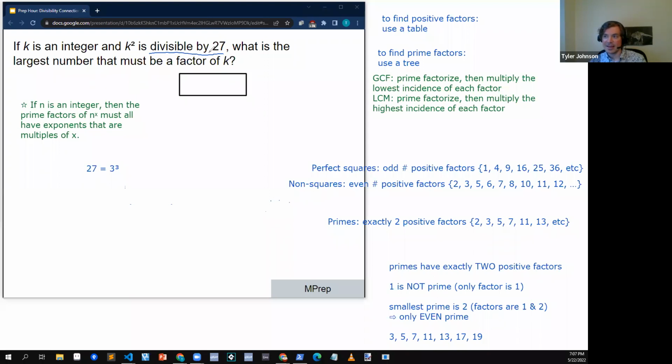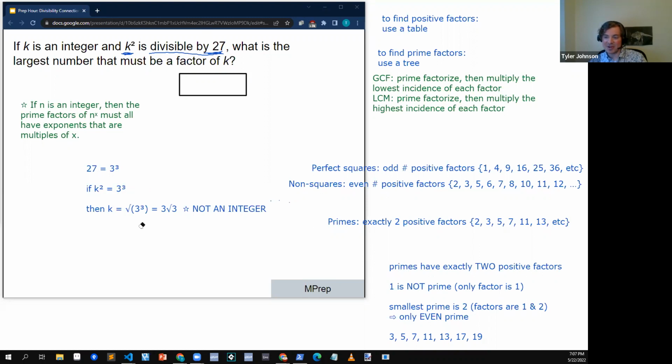First thing here, examine the prime factors of 27. 27 is a perfect cube. It's 3 times 3 times 3, 3 cubed. So examine for a moment, what if k squared were exactly 27? If k squared is 27, 3 cubed, then k itself would be the square root, right?